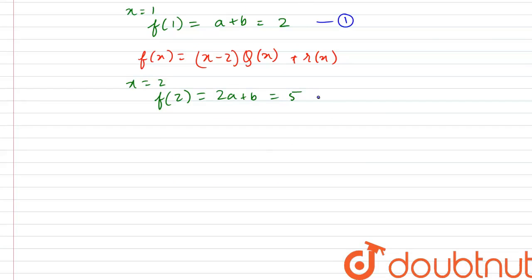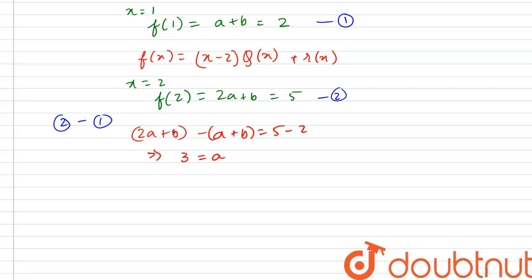Now we have two equations and two variables, a and b. We can eliminate one of the terms from one of the equations and put it into the other one. So let us subtract equation 1 from equation 2. This gives 2a plus b minus a plus b equals 5 minus 2. So this implies that 3 is equal to a. And since a plus b is equal to 2, this also implies that b is equal to minus 1.